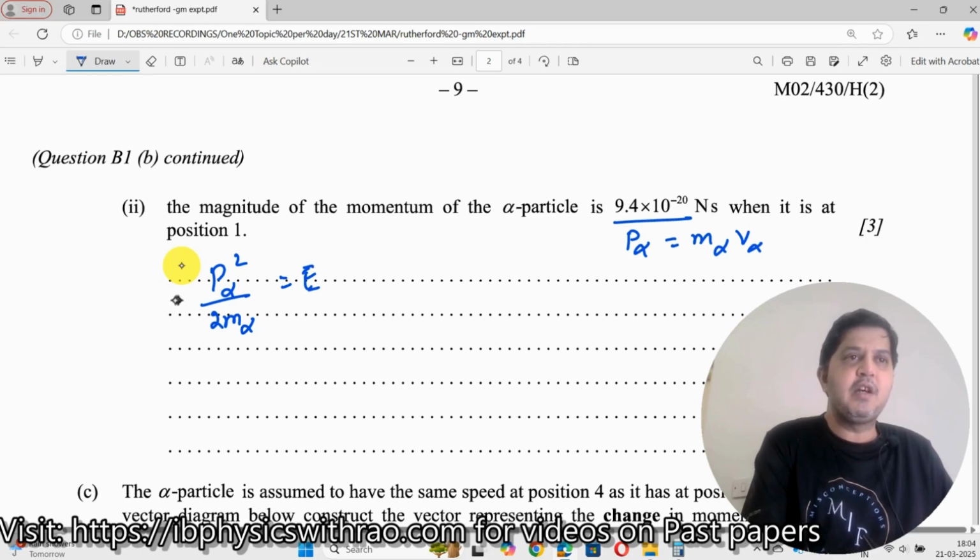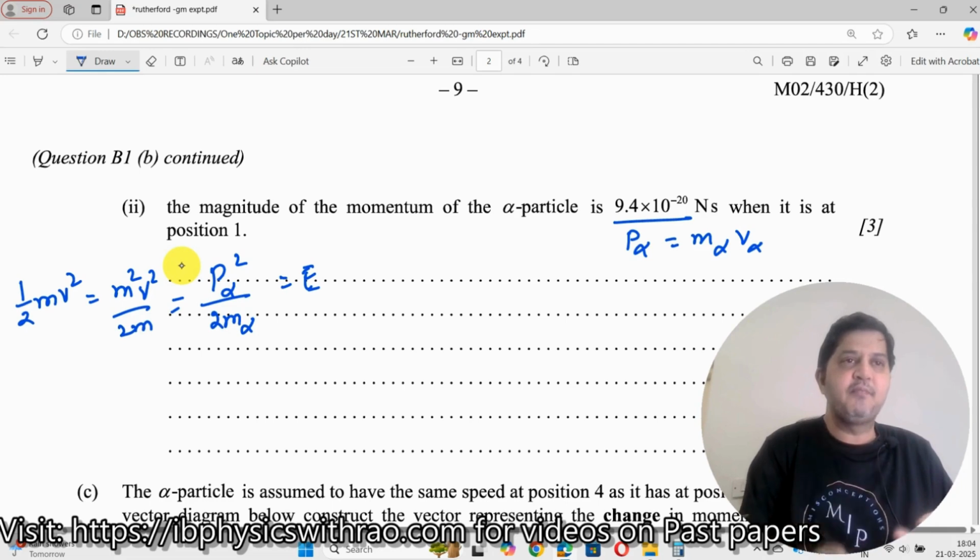Okay, if you do not, I can write it over here. I can write this as half mv squared, which can be written as m squared v squared divided by 2m. And you see m into v is P alpha, and 2m is 2m alpha. So now I want P alpha here. So P alpha would be equal to the square root of 2 m alpha into E.